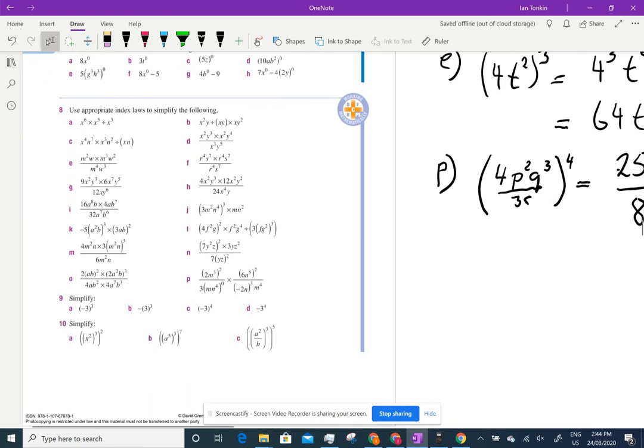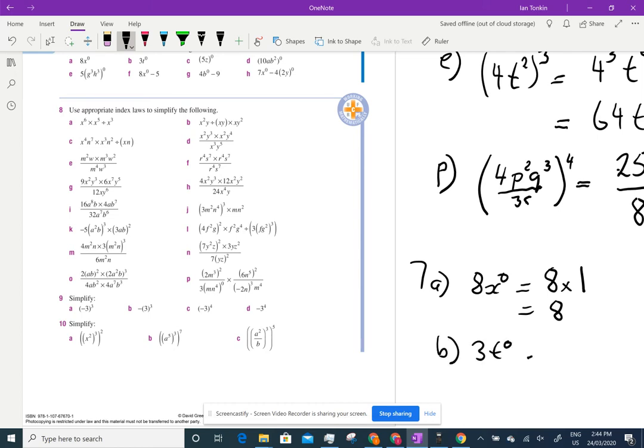So if I look at 7a, 8x to the 0. Well, the 8's not to the power of 0, only the x is. So that becomes 1, and 8 times 1 is 8. B, I'm going to do all these, they're pretty easy. 3 times t to the 0. Well, the 3's not to the power of 0. It's 3 times 1, which is 3.